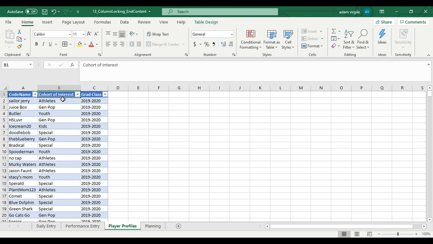So the cohort of interest, this is the cohort that you told me you are most interested in working with. This could very well be position. And then when you look at positional breakdowns, that may have meaning in sports science. Just like if we break down the information by cohort of interest, that may have meaning to us.